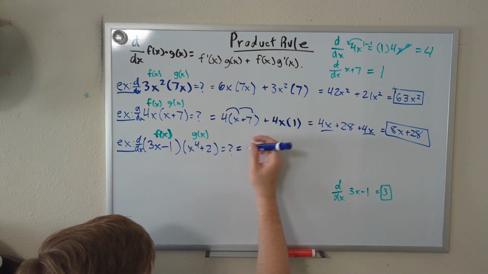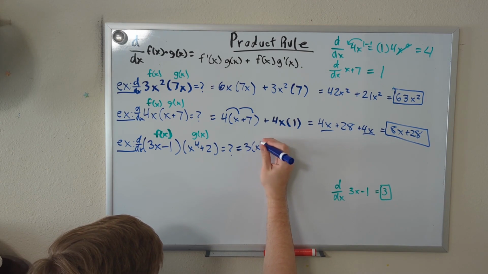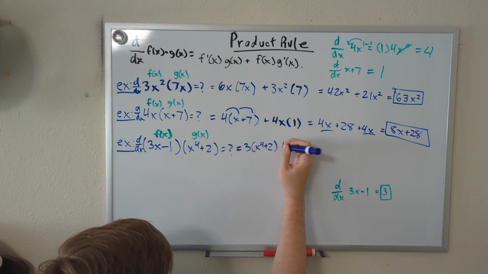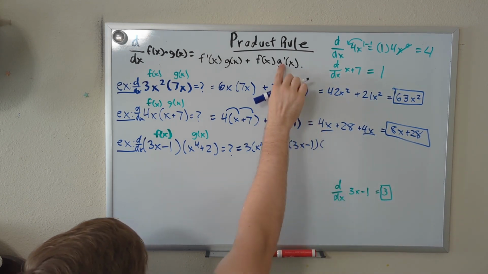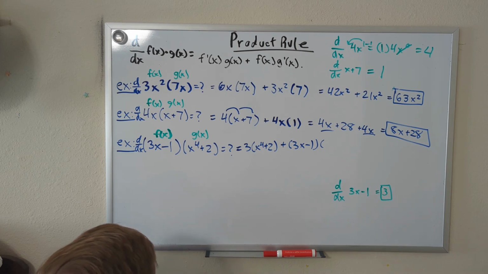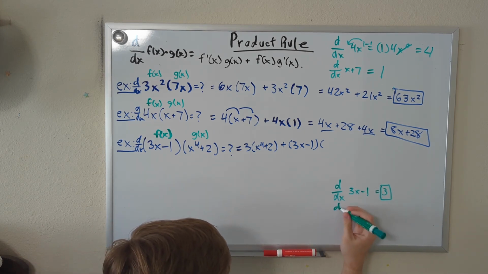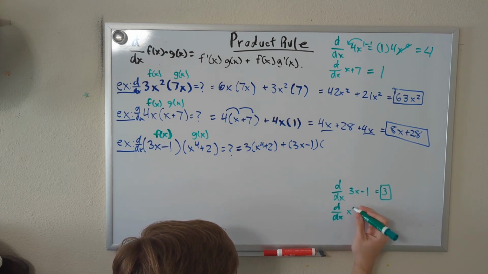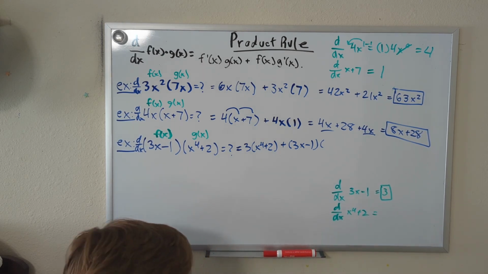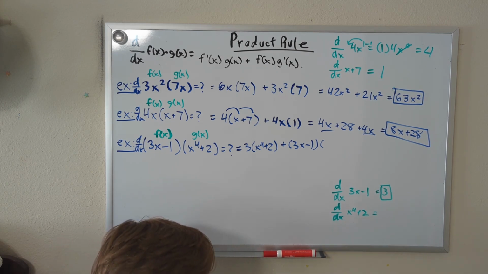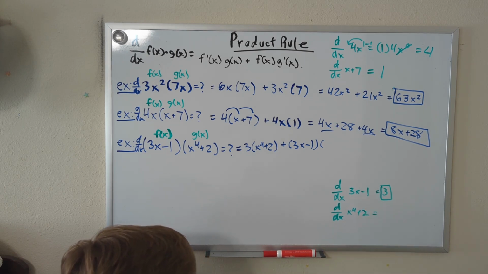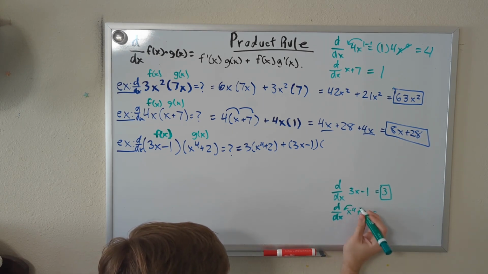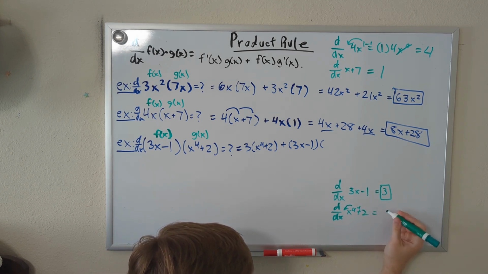Writing that down here, we get 3 times g of x, which is just x to the fourth plus 2. And now we just need to add f of x, which is 3x minus 1, times g prime of x. And we're going to solve that down here as well. Our g of x function is x to the fourth plus 2. So d dx of x to the fourth plus 2. Once again, we can split this derivative by the addition sign and solve for each of these derivatives individually. So first of all, the derivative of any constant is just 0, so we don't have to worry about that. Using the power rule, we can take that 4 down to the front and subtract 1. So our derivative of x to the fourth plus 2 is just 4x cubed.